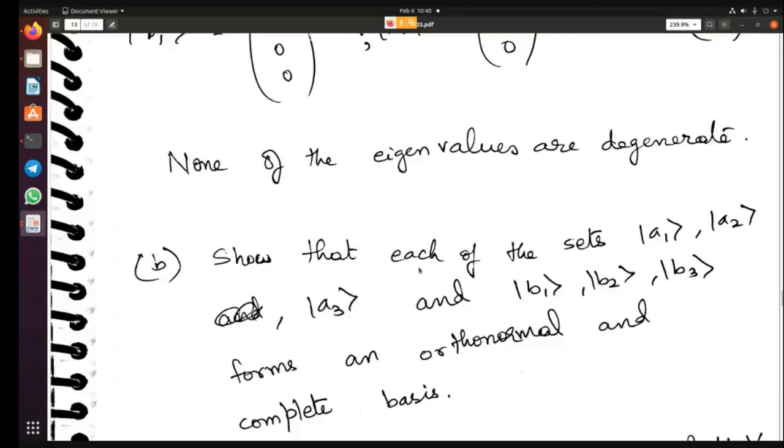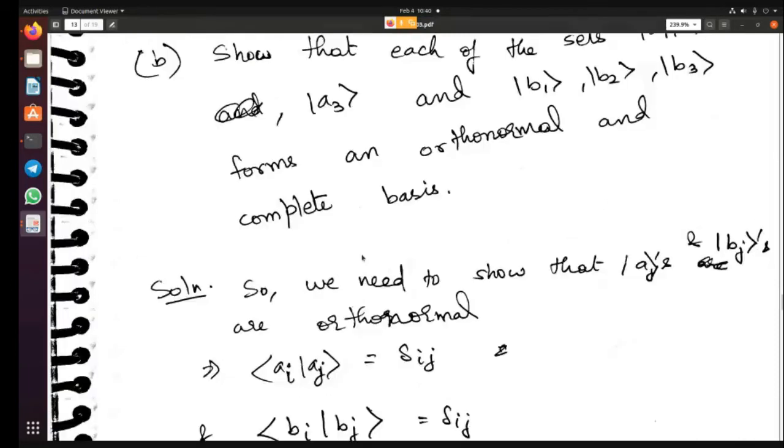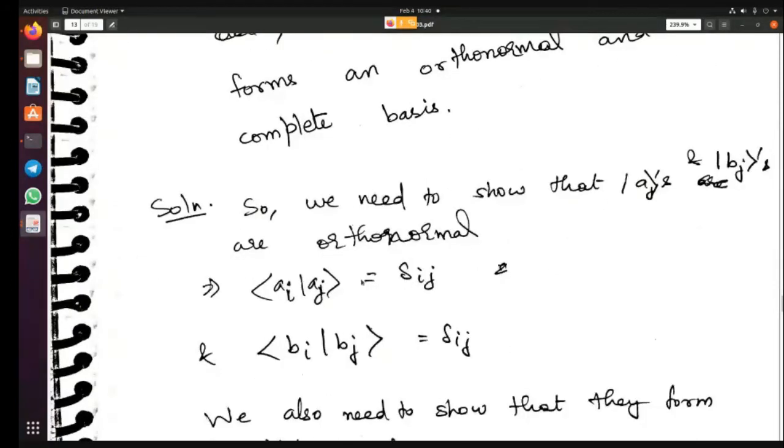Next question is, show that each of the sets A1, A2, A3 and B1, B2, B3 forms an orthonormal and complete basis. So how do we show that something is orthonormal? We have to do a scalar product of A1 with itself, that should be 1, and scalar product of A1 with A2 should be 0. That is how we say it is orthonormal. So we need to show that the scalar product of Ai with Aj gives you delta ij, and scalar product of Bi with Bj gives you delta ij. So this is how we show it is orthonormal.